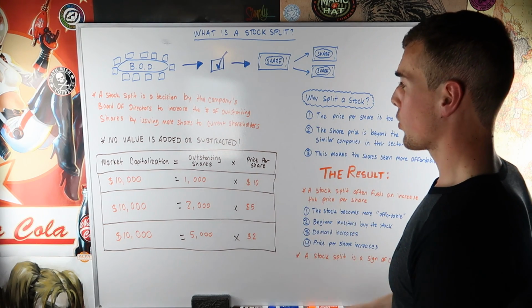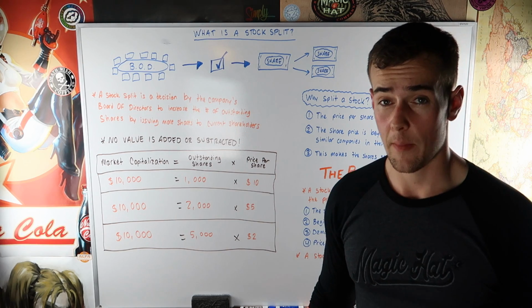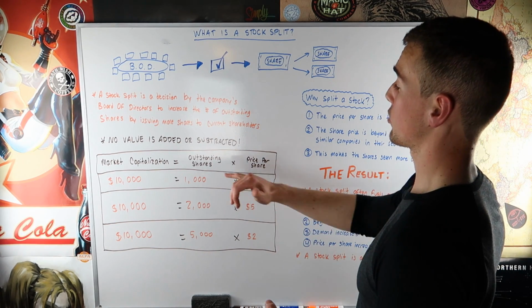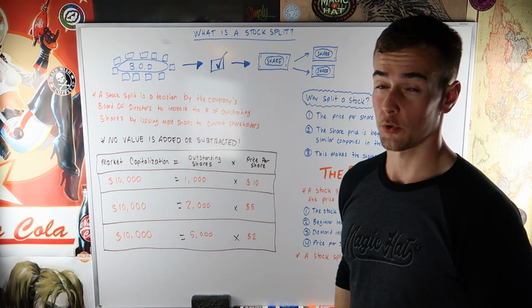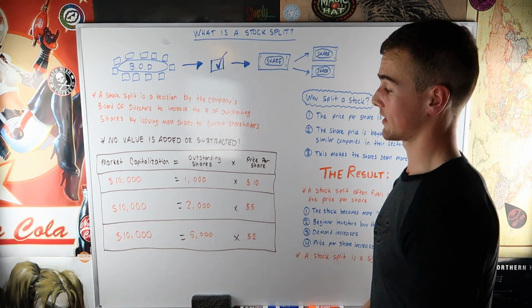So no value is added or subtracted during a stock split. Market capitalization, which is equal to the number of outstanding shares times the price per share, can never change during a split, whether it's a reverse split or a forward stock split.